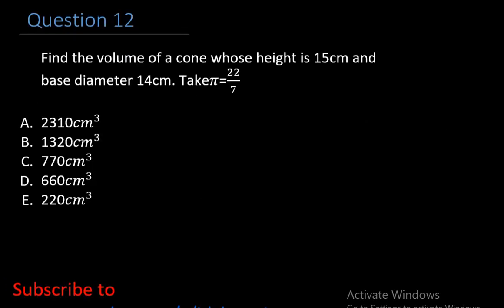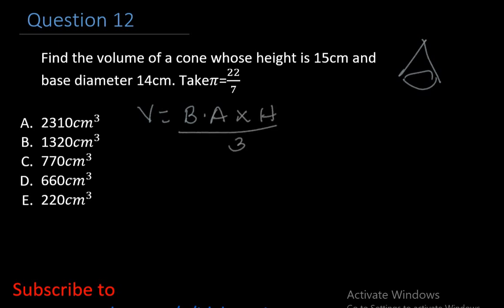Question 12 says, find the volume of a cone whose height is 15 centimeters and base diameter 14 centimeters. A cone is a pyramid. Volume of a pyramid is base area times height, then you divide by 3. The base area of a cone is a circle, which is pi r squared, the formula for calculating the area of a circle, times height, then divide by 3.